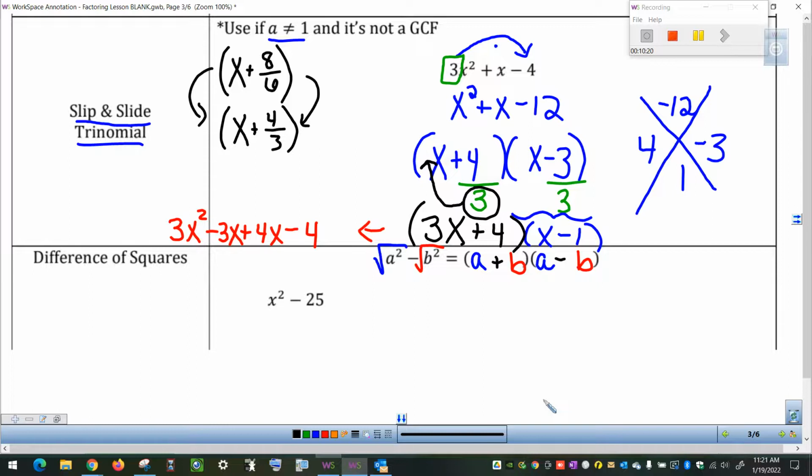So the reason those symbols have to be opposite signs in this case is so that when we FOIL it out, we want to have the outside terms cancel out with the inside terms. That's why there's no x terms in the middle. So that's the importance of having the opposite sign. So on your paper, I want you to go ahead and factor x squared minus 25.